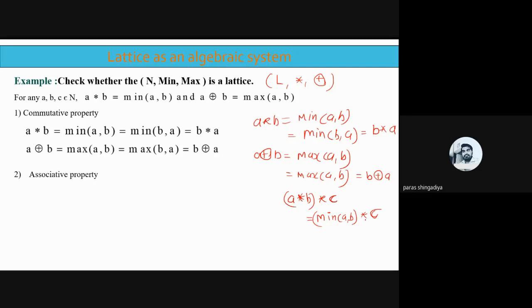And now remove this star again. So what is the meaning of star? You have to apply the minimum of the first value and the second value. So that can be written as the minimum of (minimum of A comma B) and C. Clear? That is the minimum of A comma B comma C.